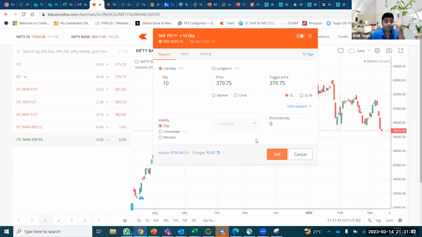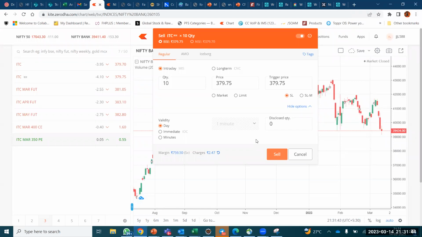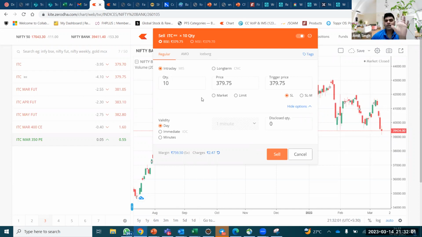Yes or no? Tell me. Yes. So long build-up, उसका opposite क्या हो गया? Short build-up. Both persons are not having ITC stock prior to this transaction. Neutral थे, one is trying to buy, one is trying to sell, but only in intraday. ठीक है? Now we'll take another example.